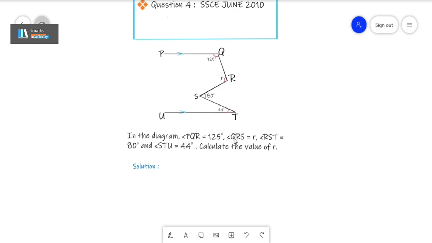You notice that the angles fall on the middle letter. For PQR, the angle falls on Q, which is 125 degrees. For QRS, the angle falls on R, which we are looking for. For RST, the angle falls on S, which is 80 degrees. And for STU, the angle falls on T, which is 44 degrees. So we should know that the angles always fall on the middle letter.